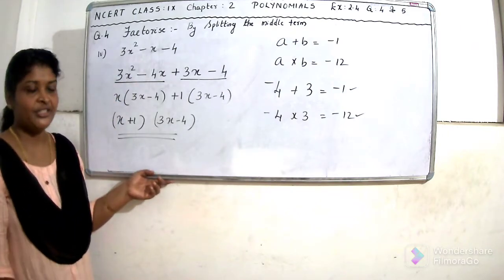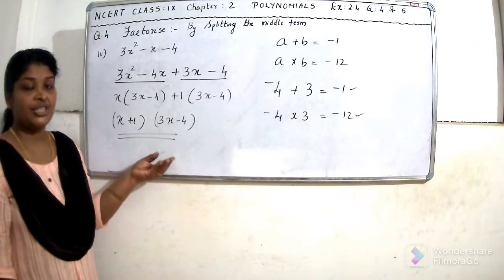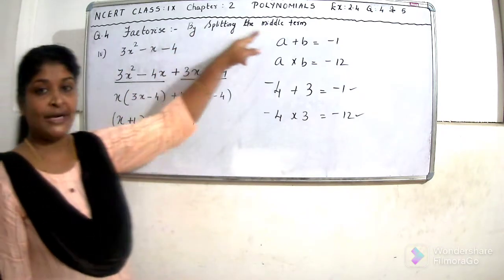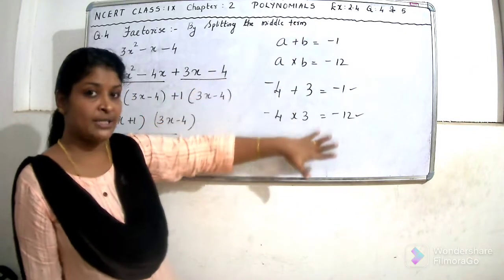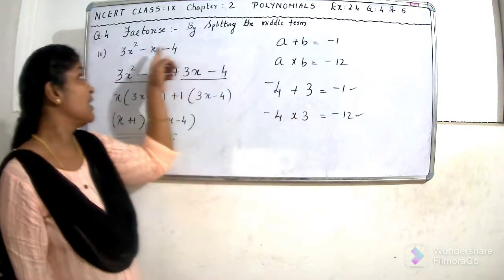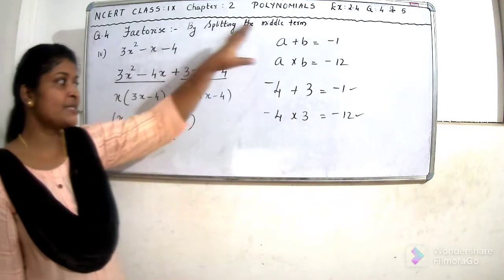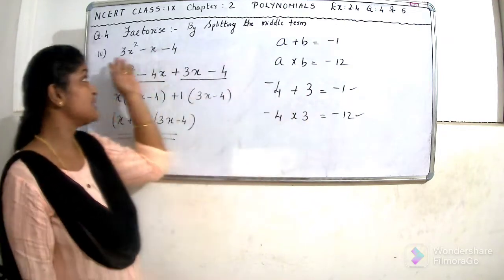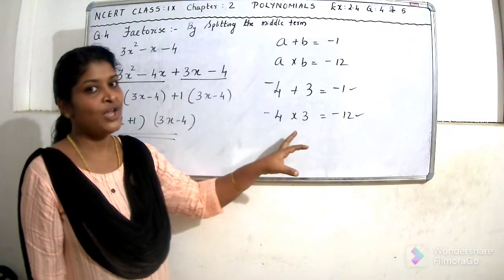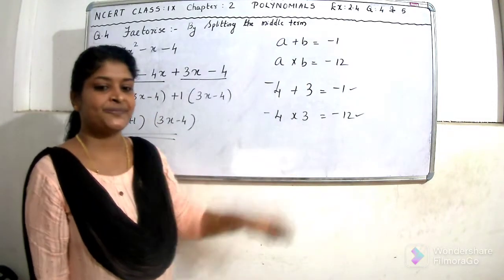I hope you understand the factorization of a polynomial, that means a quadratic polynomial, by splitting the middle term. This part is important, that means which two numbers we are selecting instead of the middle number. This is important along with sign. If signs are there, be careful about taking the sign also. Okay, so I hope you understand.